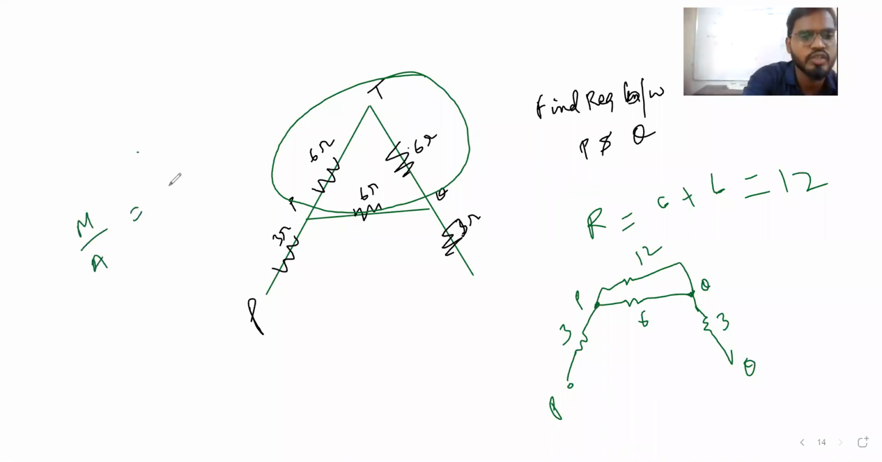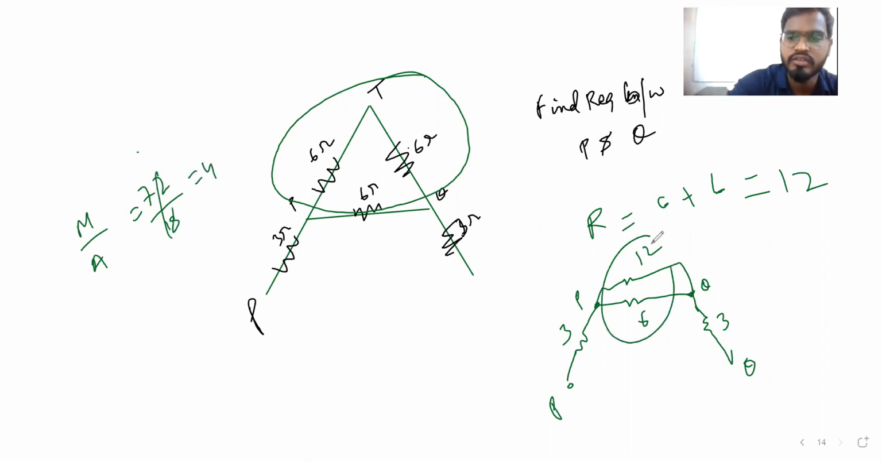Multiplication is how much? 72, for 6 and 12, right? Addition is how much? 18, 6 plus 12. So 72 by 18 is how much? 4. So these two become 4. After that, guys, if you analyze properly, it is like this.